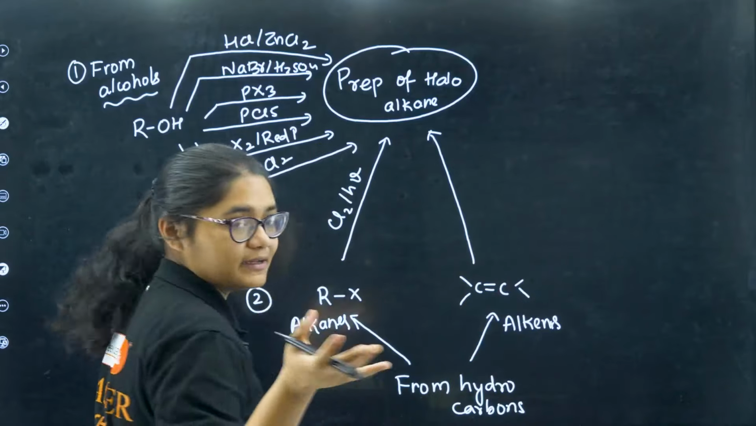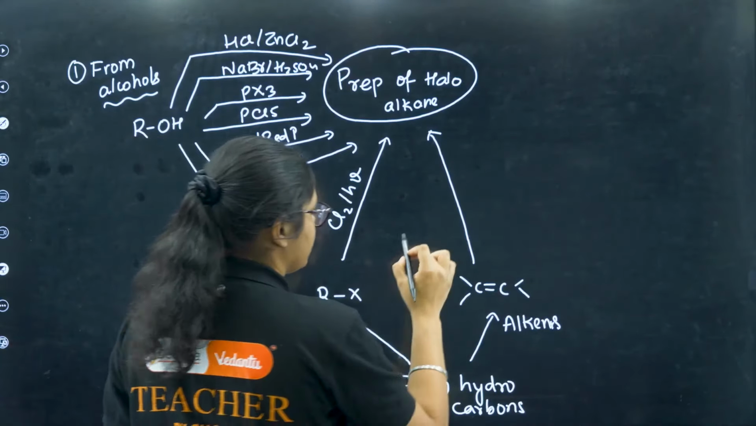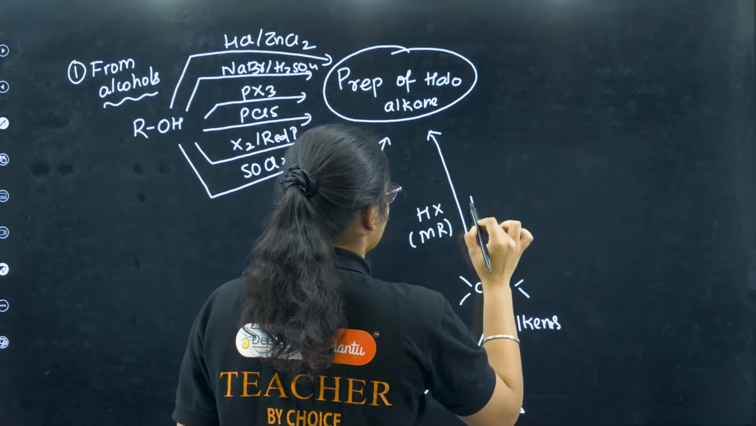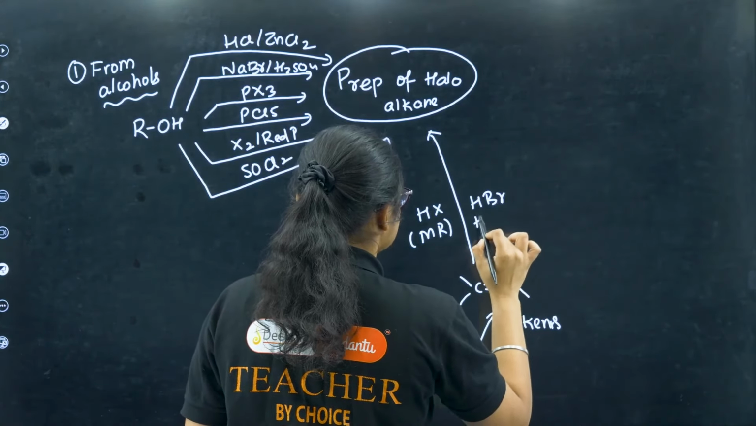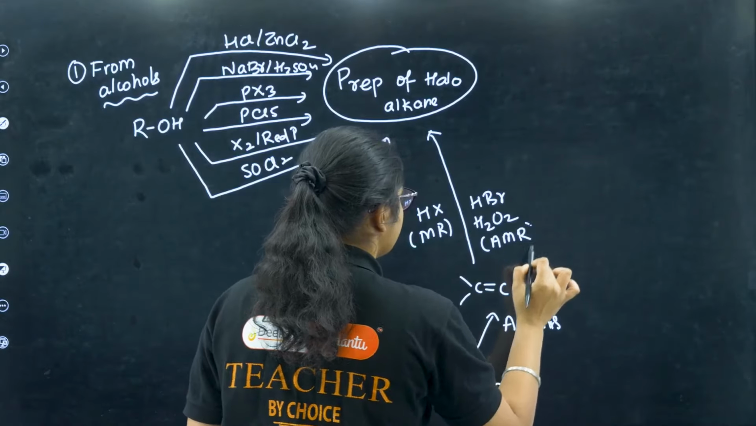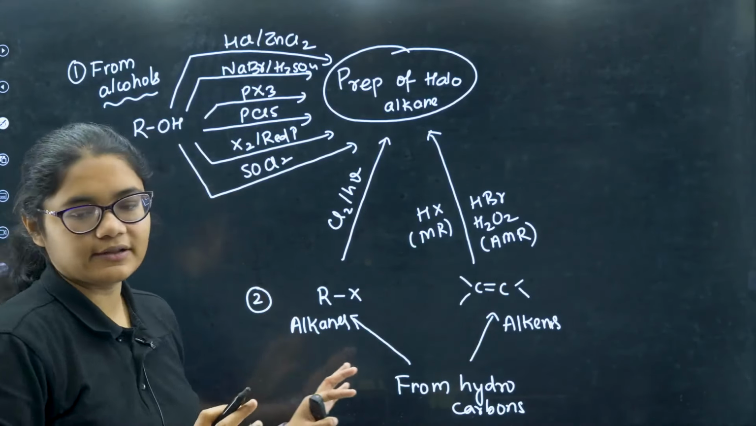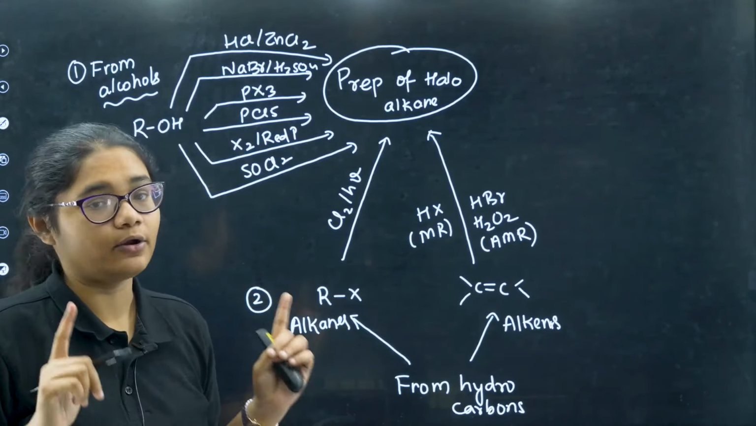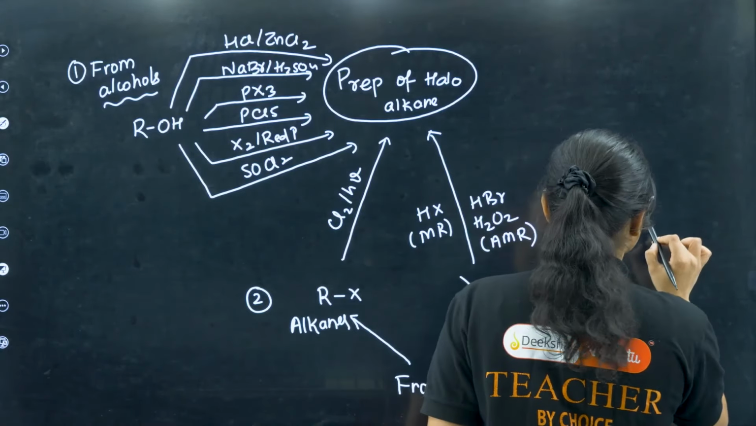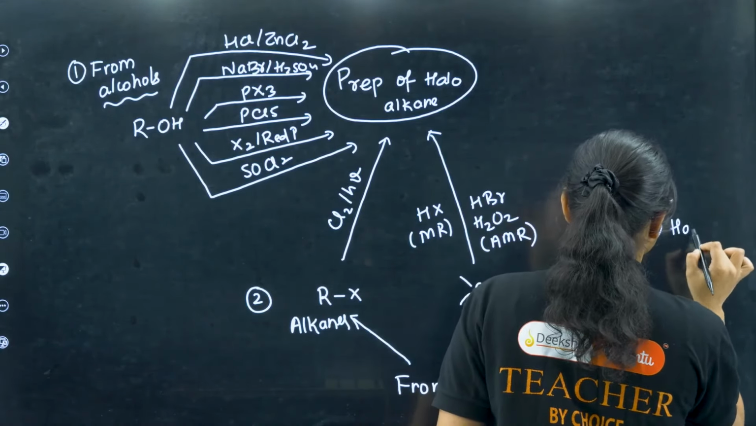You have 2 methods, one is Markovnikov's rule and the other is anti-Markovnikov's rule. If you use HX, then this is Markovnikov's rule. If you use HBr in the presence of H2O2, then it is anti-Markovnikov's rule. In the short notes it should be very crisp, you don't have to write much, but you have to write all that is important. This is done. The third method we have is the halogen exchange method.